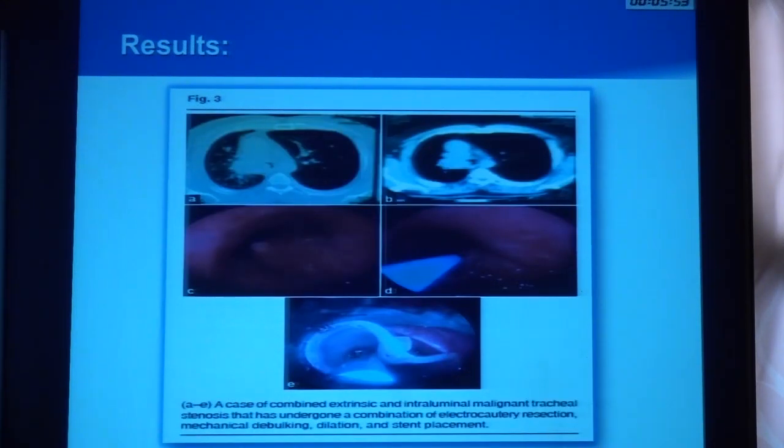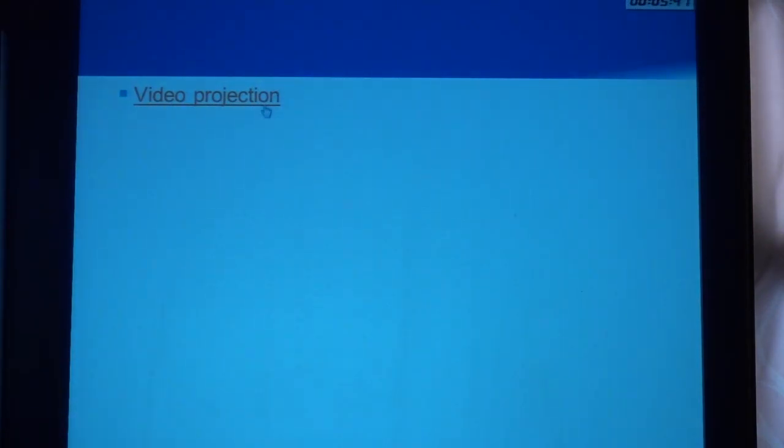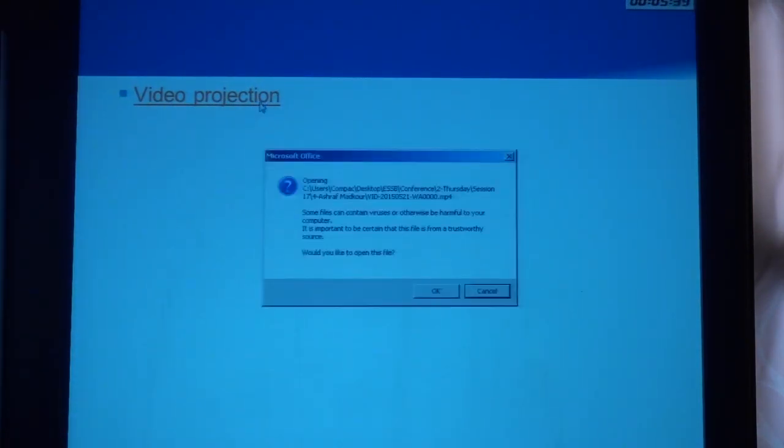This is a case of combined intrinsic and extrinsic tumor ingrowth invading the airway. We do electrocautery, mechanical dilatation, and finally stent application. This is an actual one of our case series that I'll project.